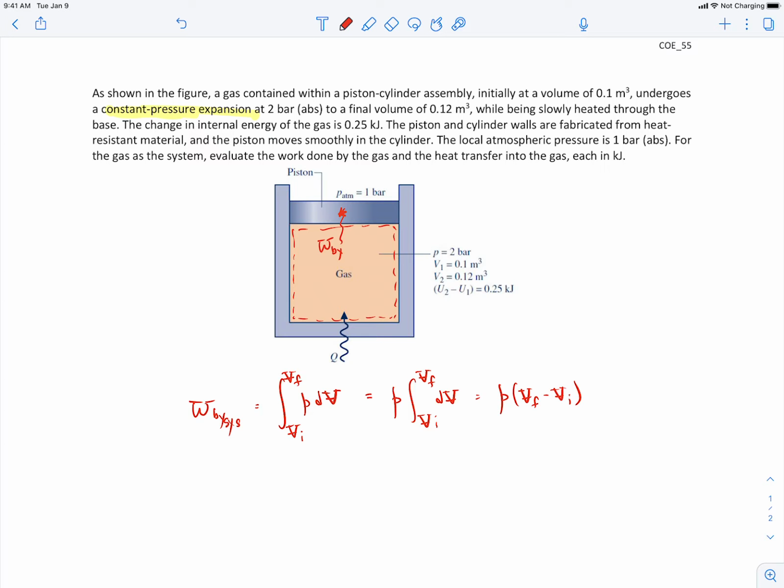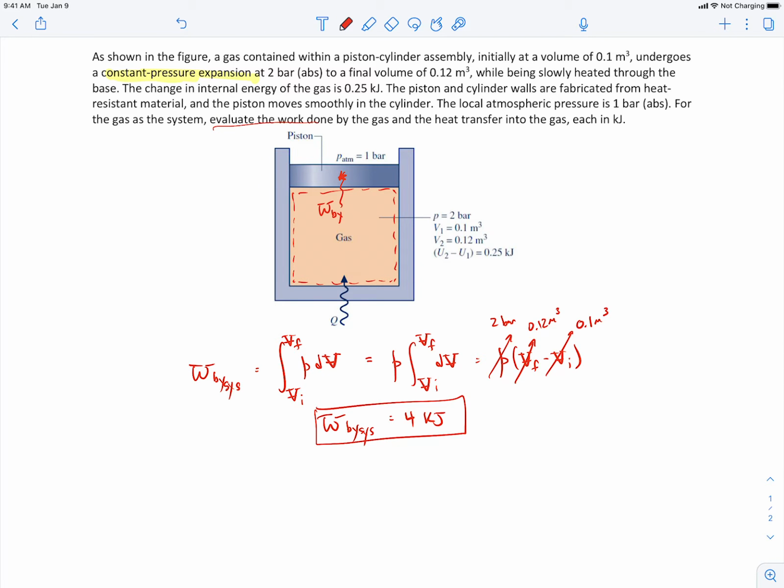Now we're told that the pressure in the gas is 2 bar, so we can plug that in here. So this would be 2 bar. It's absolute pressure. The final volume, we're told, is 0.12 cubic meters, and the initial volume was 0.1 cubic meters. So we can go ahead and plug in those numbers, and what you'll get is the work done by the system, which is our gas here, is 4 kilojoules. Okay, so that's the first part, evaluate the work done by the gas.